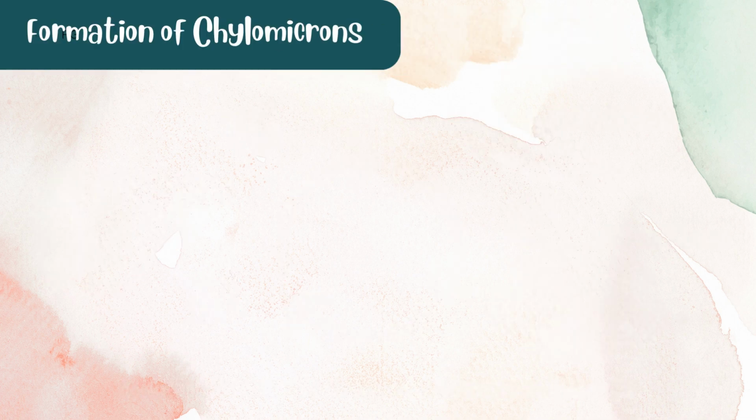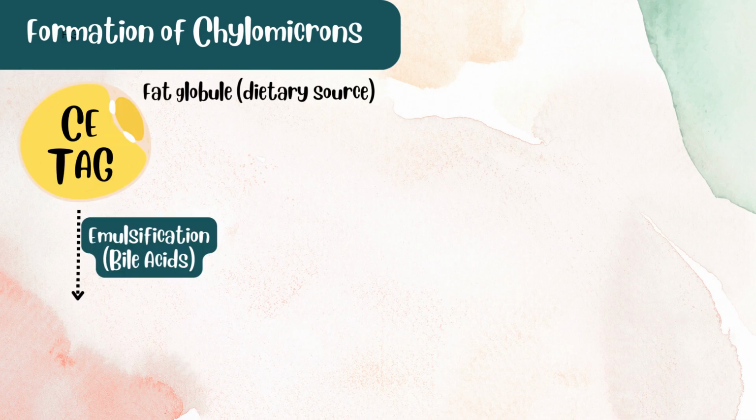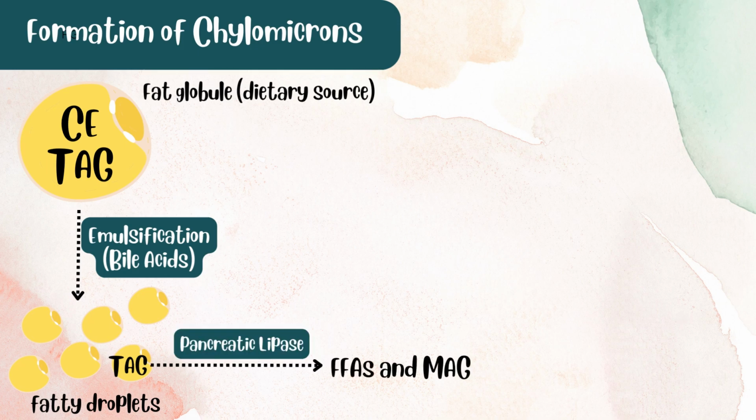Bile salts emulsify fat globules into smaller fatty droplets that contain triglycerides and cholesterol esters. Dietary triglycerides are then hydrolyzed into free fatty acids and monoacylglycerol in the intestinal lumen by pancreatic lipases. This enables the eventual transfer of triglycerides from the intestinal lumen into the circulatory system.